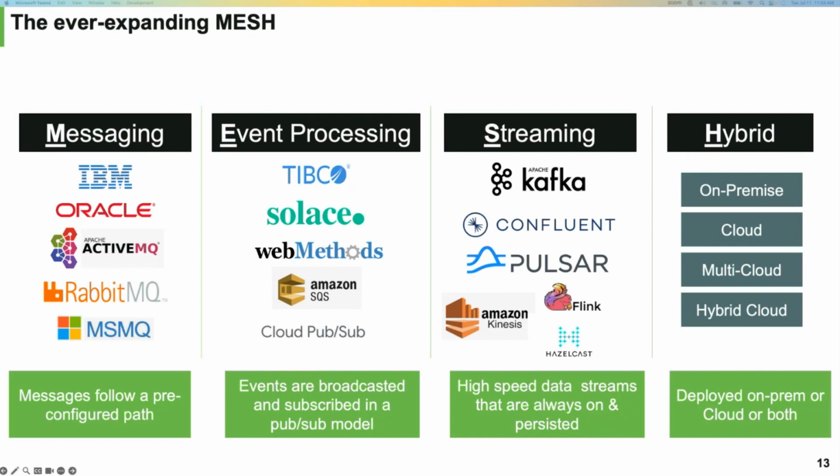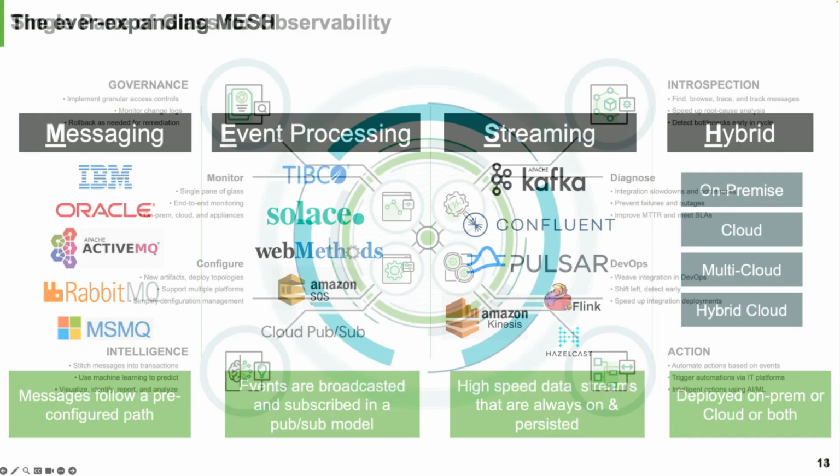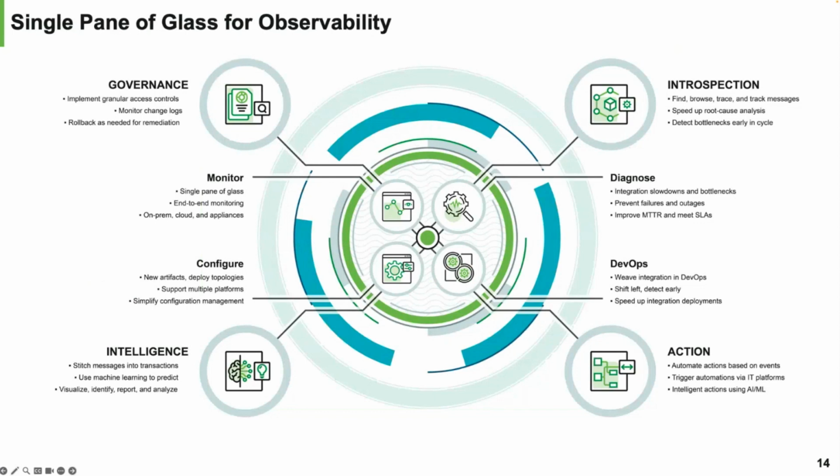And then one last picture on the next slide is to show the different areas that we cover, pictorially. So we handle governance, monitoring, and configuration, and we have introspection, so you can go out and look at your messages, track them, do root cause analysis, see what's going on, and diagnose problems. And of course it's integrated with a DevOps architecture so that it makes it very quick and easy for everybody to use the tooling. And then finally, a set of intelligence and actions to take that data to the next level. And that is the meshIQ architecture platform in a nutshell.